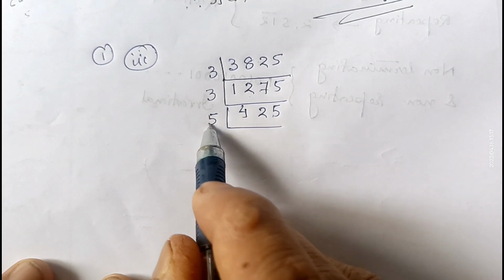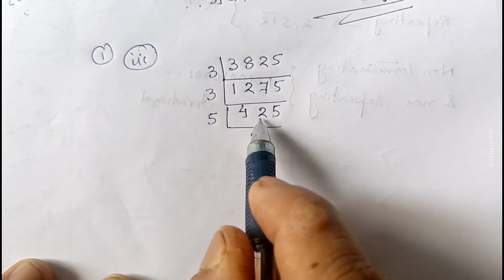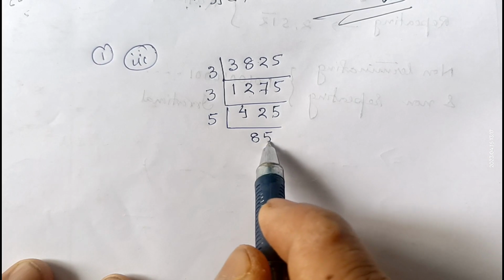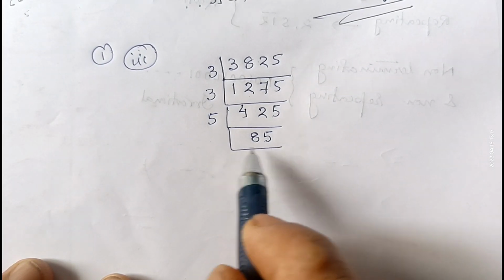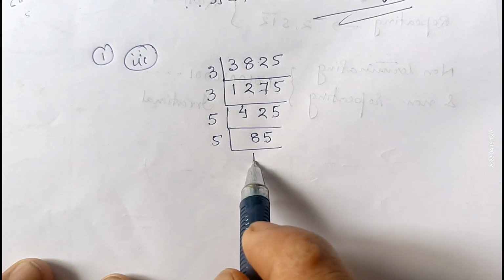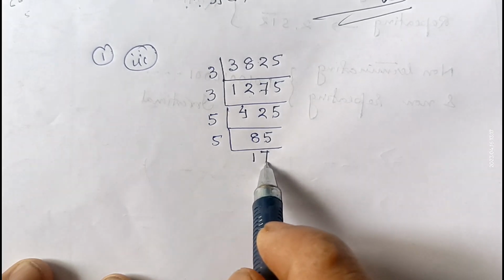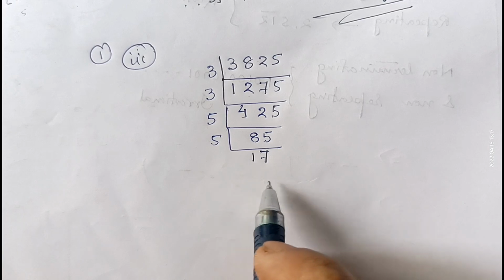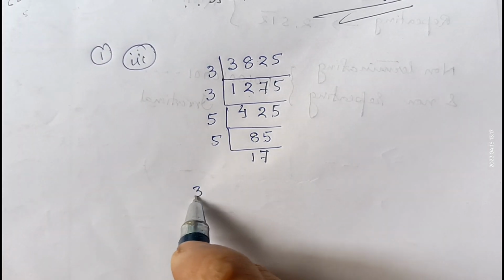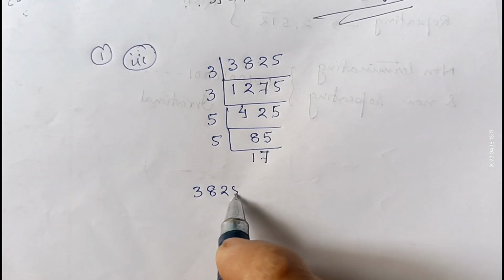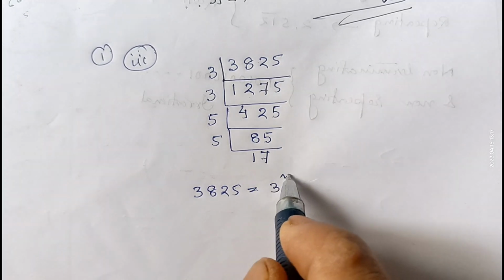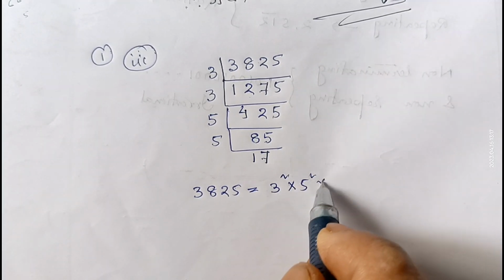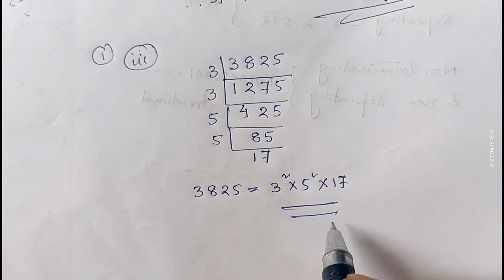Now I have to divide by 5. 5 eights are 40, 25. 5 fives are 25. Again you divide by 5. 5 ones are 5, 35. 5 sevens are 35. Now 17 is a prime number. So further division is not possible. So we can write 3825 as 3 square into 5 square into 17, which is the required answer.